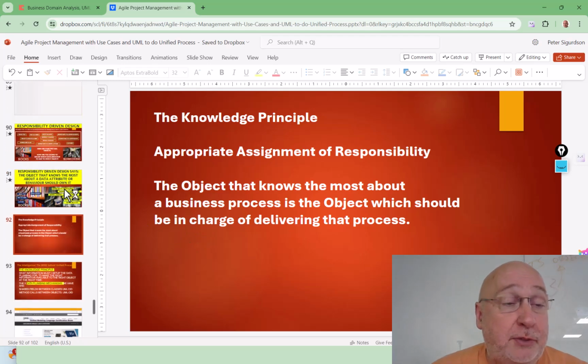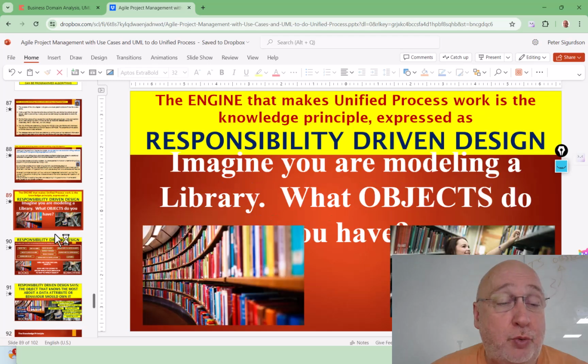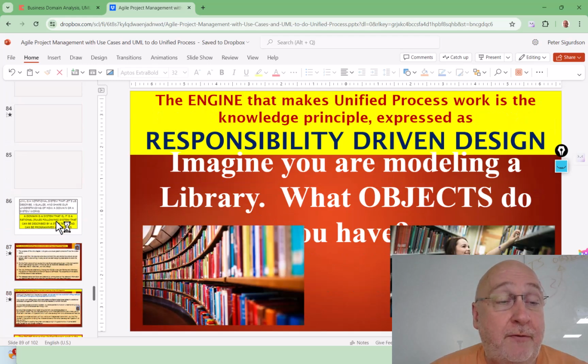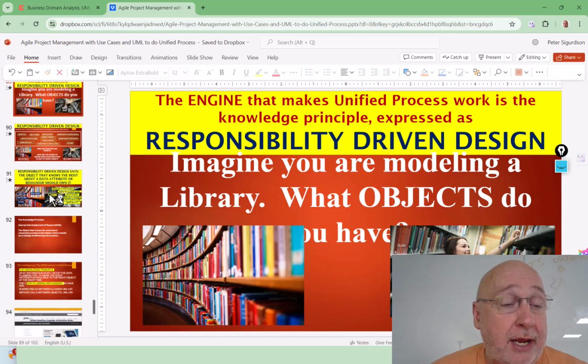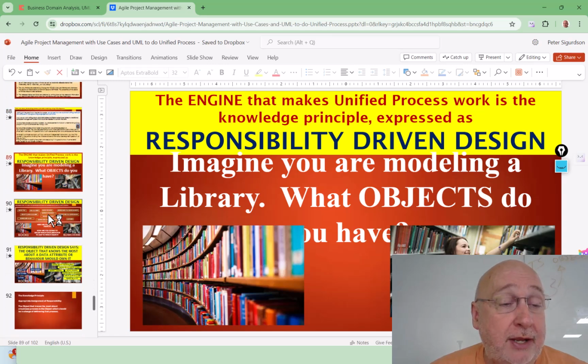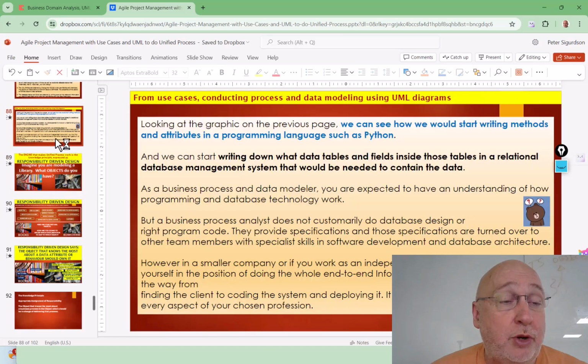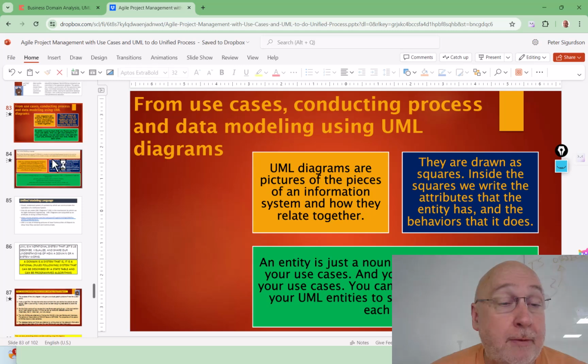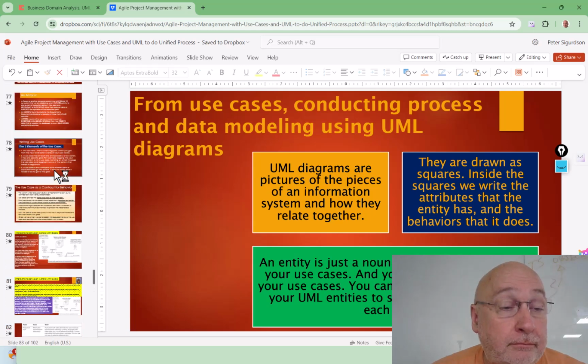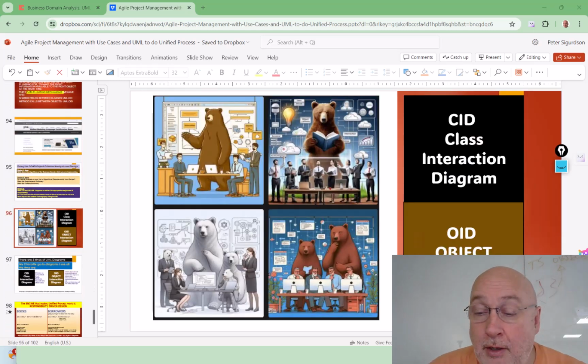And we have some special UML diagrams to help us do that. We have a CID, class interaction diagram, and object interaction diagram. And that's all stuff you're going to be doing next week when you do the lab and when you start working on your project. Yeah, so there's actually 5 kinds of UML diagrams, but those are the 2 I use most of the time.